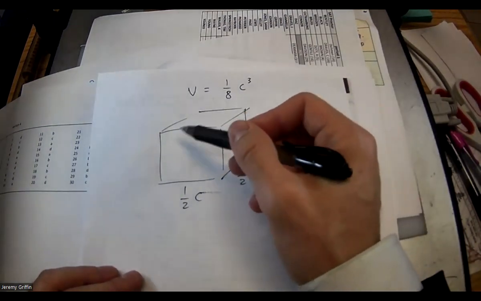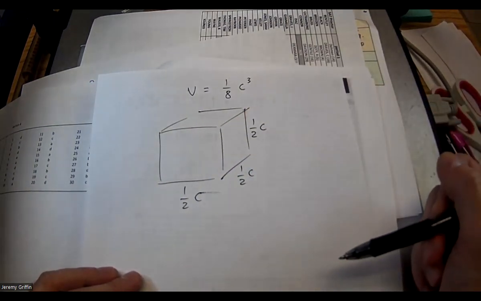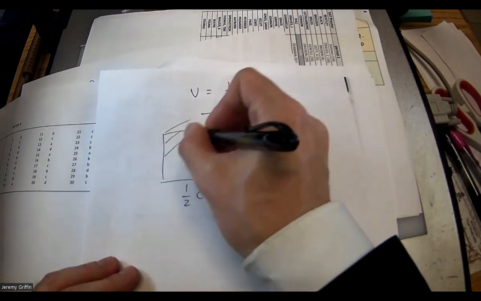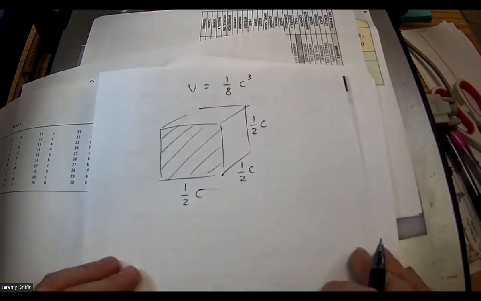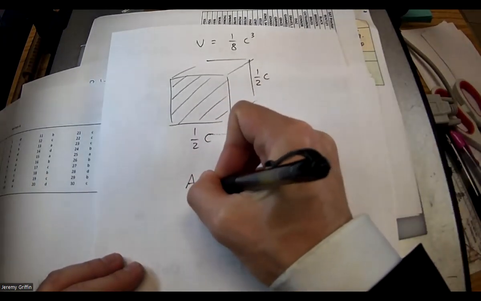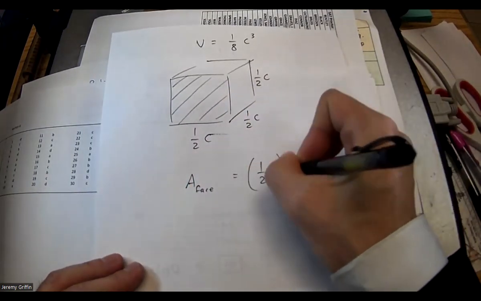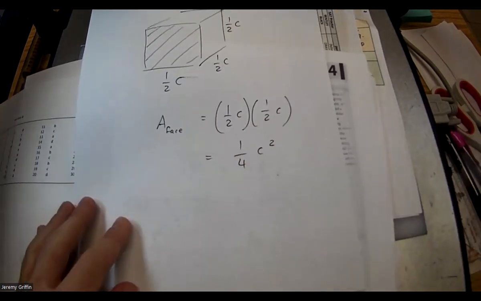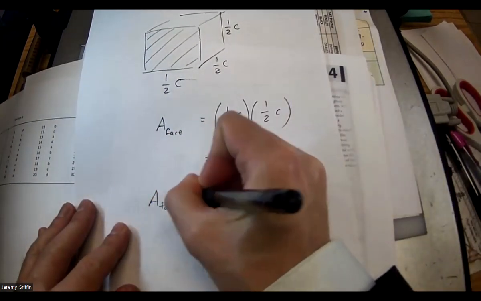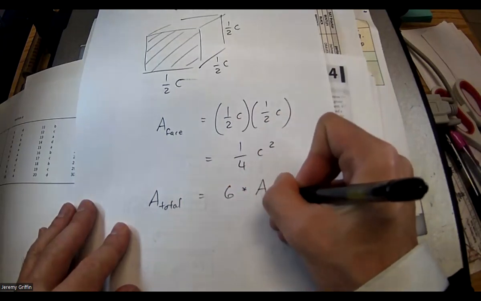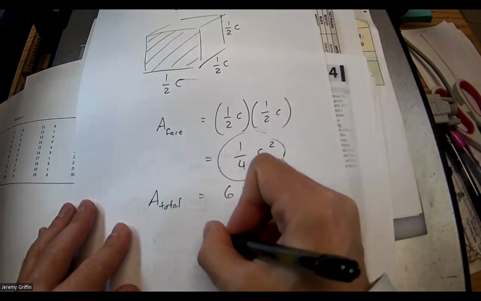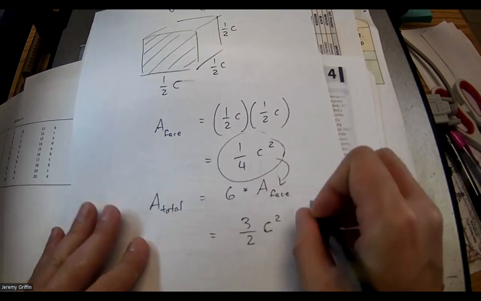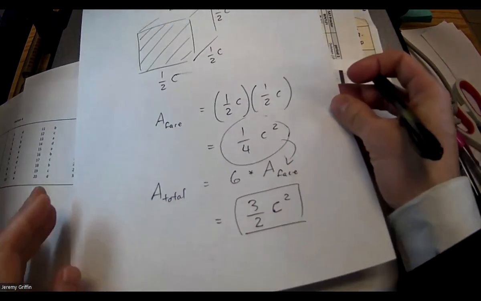So surface area. How many surfaces does that cube have? 6: 3 that you see and then 3 on the other side. So let's find the area of one face and then multiply by 6. The area of a face is 1/2 c times 1/2 c, which is 1/4 c squared. So the total area would be 6 times the area of a face, which is 6/4, or 3/2, times c squared. This should be the answer.